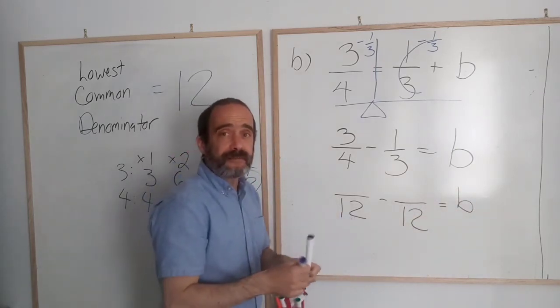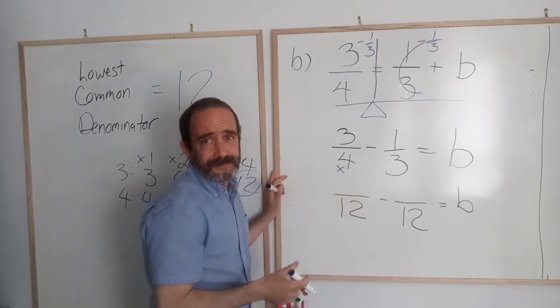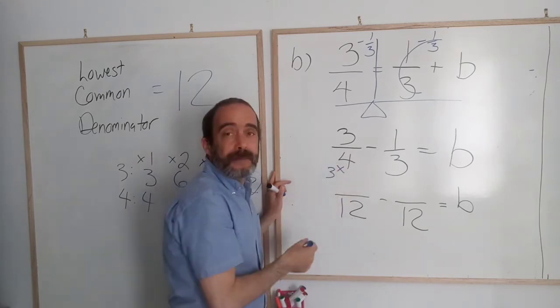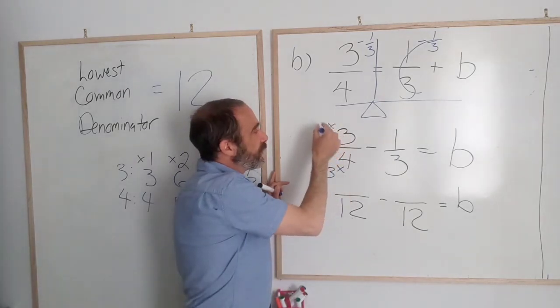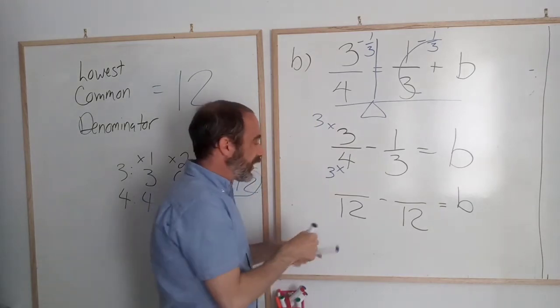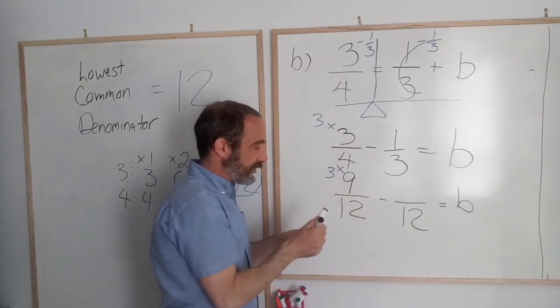And then we're wondering, right? 4 times what number is equal to 12? Well, 4 times 3 is 12. If I'm multiplying the bottom by 3, I also need to multiply the top by 3 as well. So 3 times 3 is 9. 9/12 was the same as 3/4.